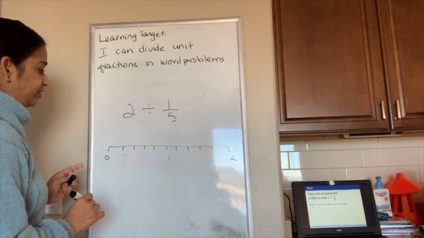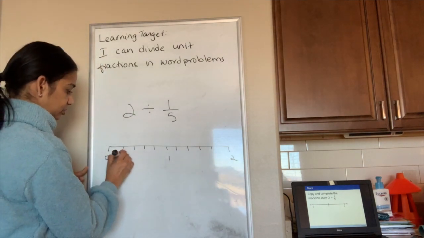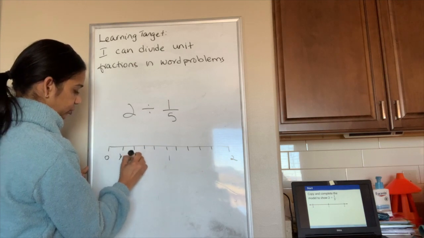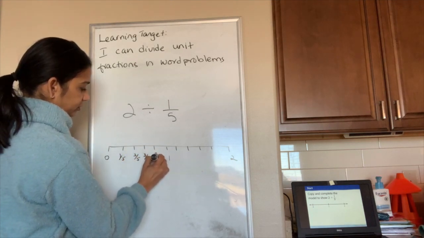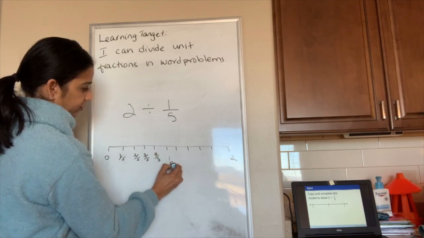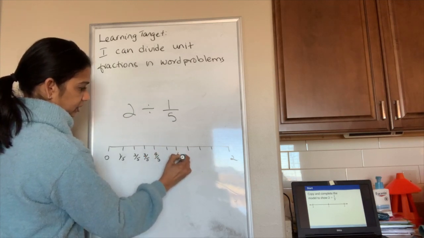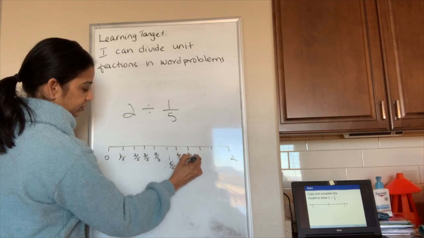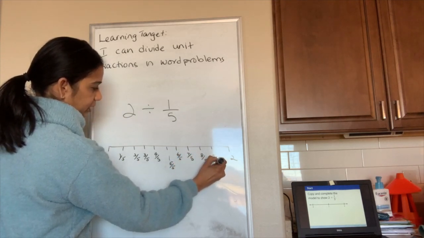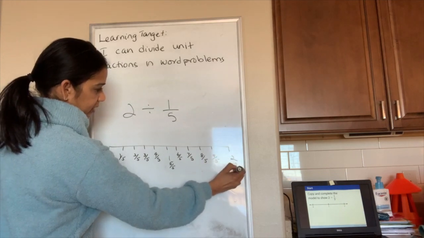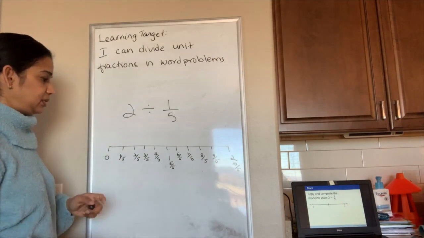So now I've divided this into 1/5, so this is 1/5, 2/5, 3/5, 4/5, 5/5, 6/5, 7/5, 8/5, 9/5, and 10/5. See that?